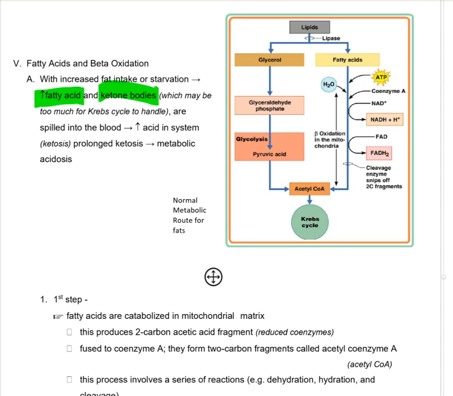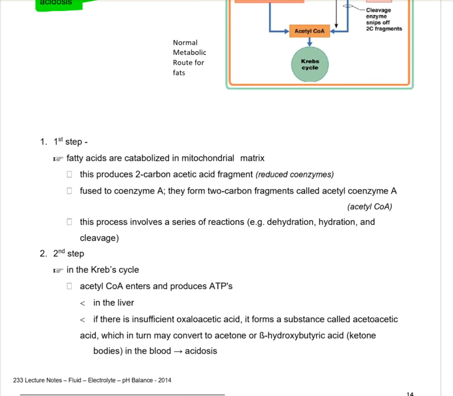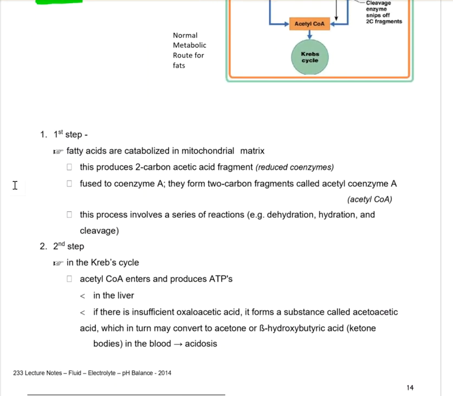Now, when we have a lot of fats and fatty acids, we get a lot of acidity in our system, and we get what's called ketosis. Prolonged ketosis can cause metabolic acidosis, because remember, metabolic acidosis is high levels of any metabolite that's not carbon dioxide that's in our blood. So we're going to start with what happens normally.